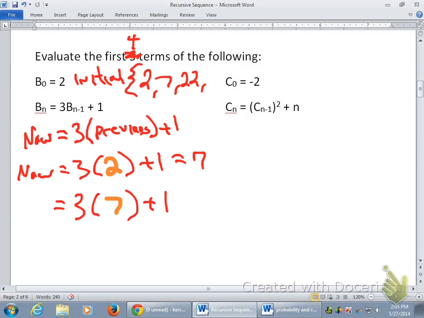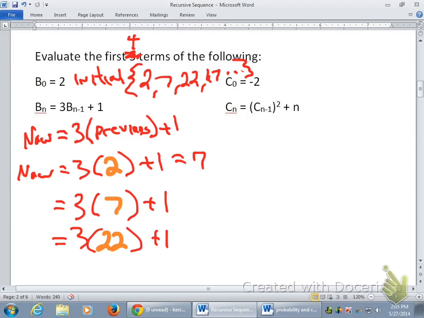And then I can do it again. And what am I plugging in here? This time I'm plugging in the 22, right? And that's going to be 66 plus 1, 67. All right, and of course that does go on.